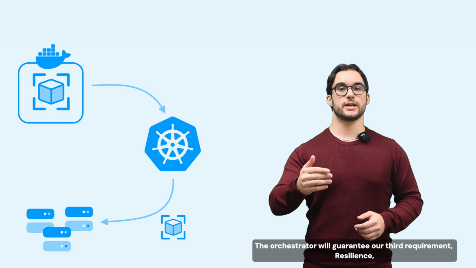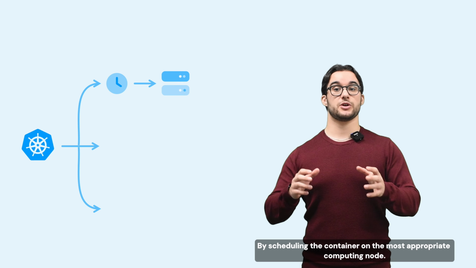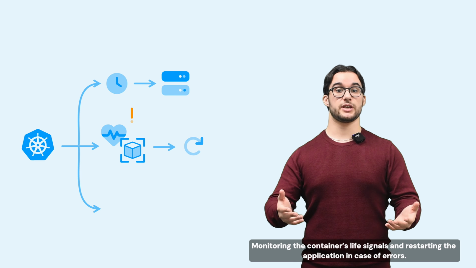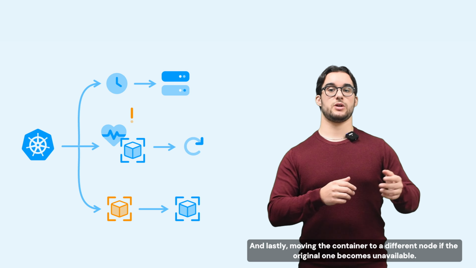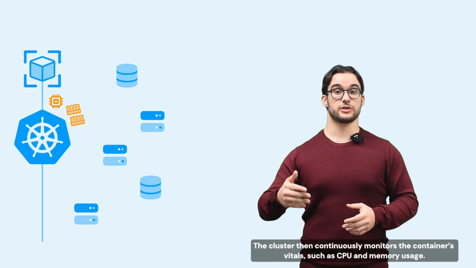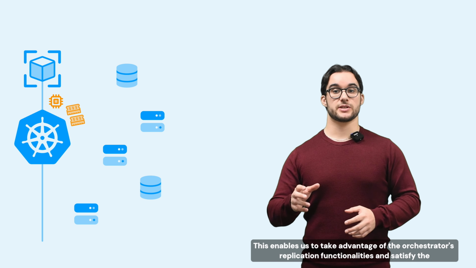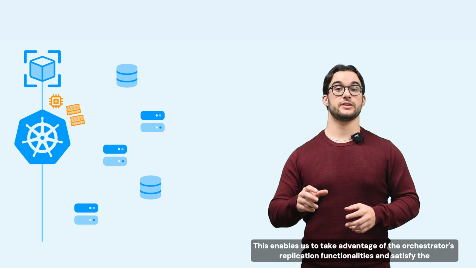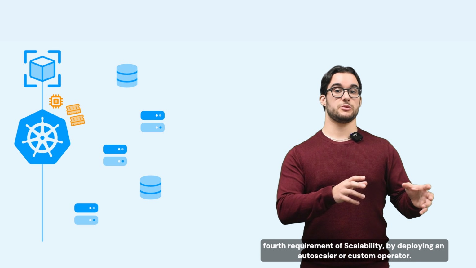The orchestrator will guarantee our third requirement, resilience, by scheduling the container on the most appropriate computing node, monitoring the container's live signals, and restarting the application in case of errors. And lastly, moving the container to a different node if the original one becomes unavailable. The cluster then continuously monitors the container's vitals, such as CPU and memory usage. This enables us to take advantage of the orchestrator's replication functionalities and satisfy the fourth requirement of scalability, deploying an autoscaler or a custom operator.